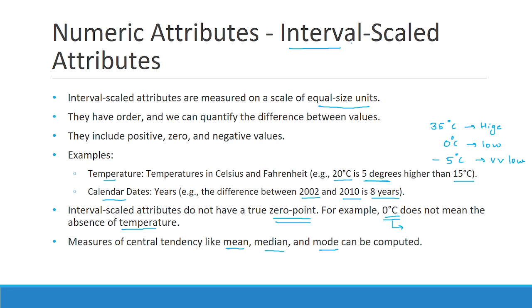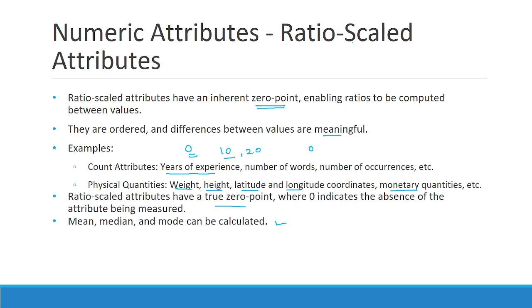Ma'am, like someone's age cannot be 0. No, it's not like that. Age is a ratio scale attribute. Age can be 0. If you are not born, that means your age is 0. 0 here means absence. So age can be ratio scale. It cannot be interval scale.